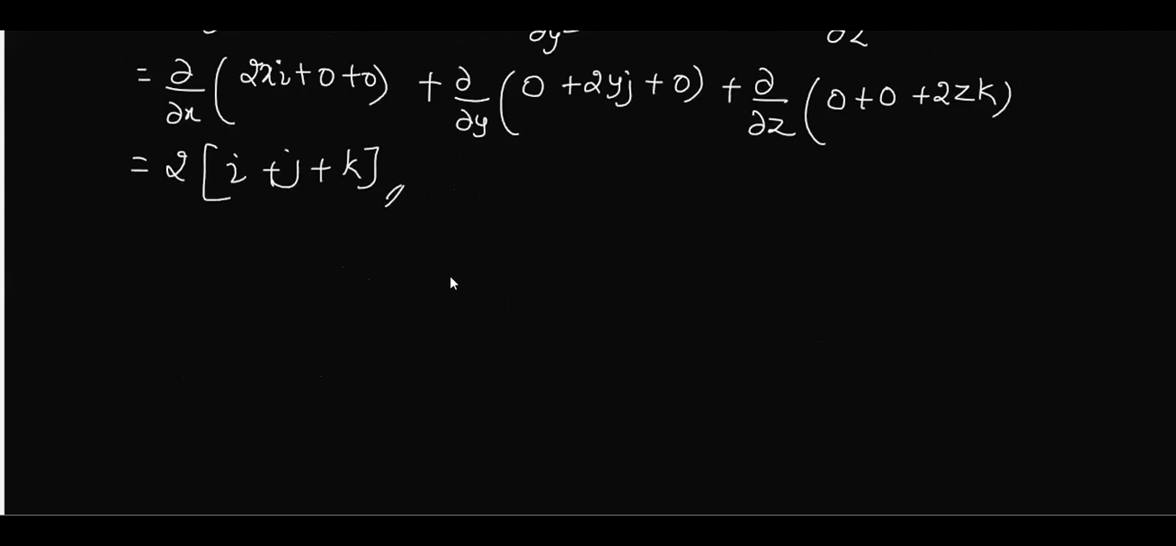Now if you observe, in the question they have asked one more thing: R dot del operating on phi and operating on A. Isn't it? So we'll find R dot del first. What is R given as? What is the vector R? xi plus yj plus zk.